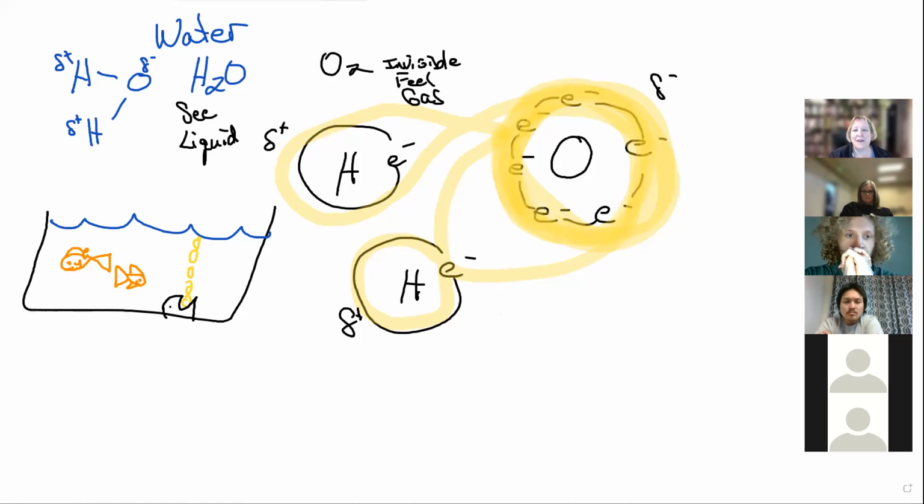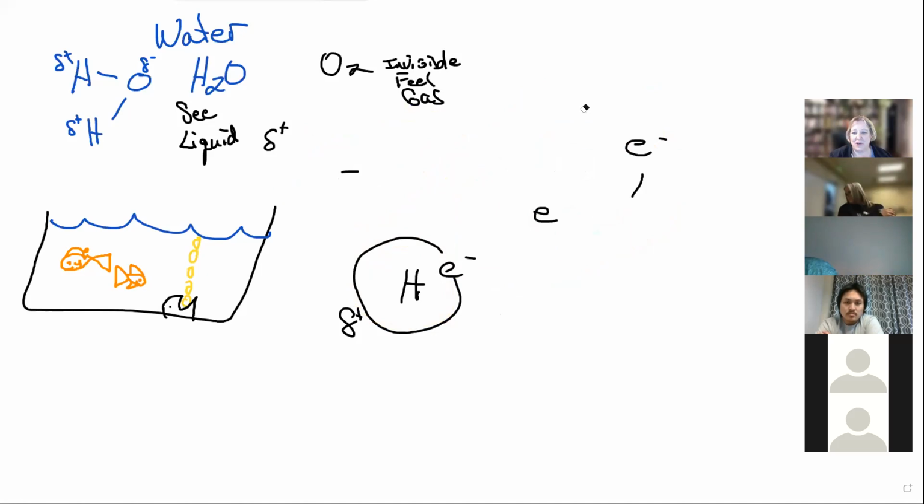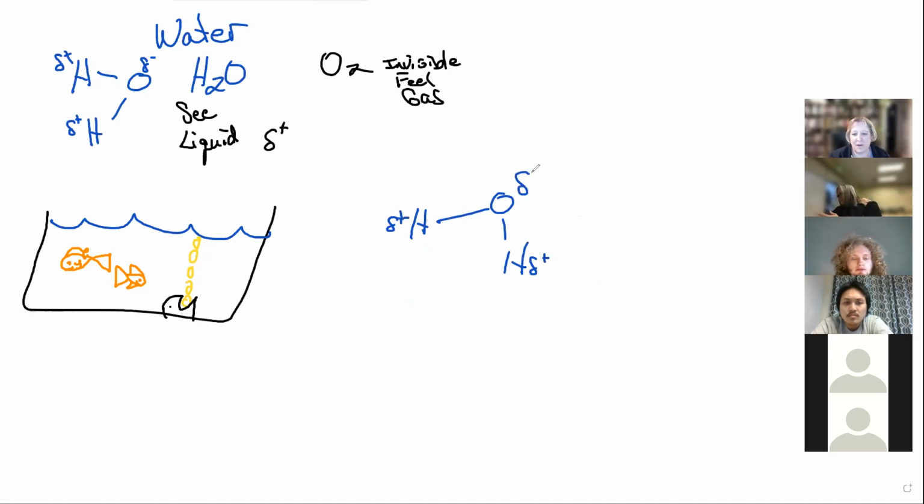Okay. All right, I'm going to get rid of my big water here. And I'm going to show you why water is a liquid at room temperature. In fact, it's a liquid until it gets really, really hot. And why oxygen remains a gas. So it's all because of this polar characteristic of water. So I've got a little bit of a positive charge here, a little bit of a positive charge here, because the electrons are spending more time around the oxygen.